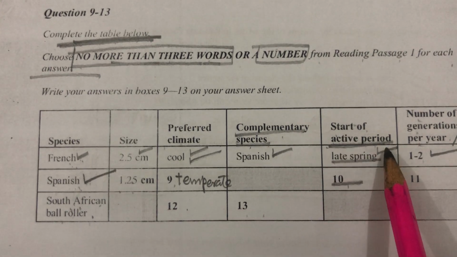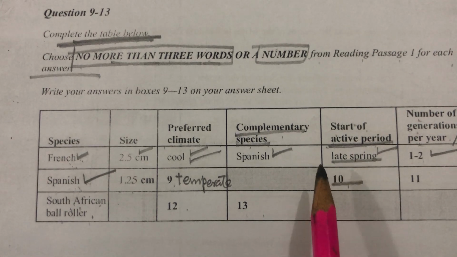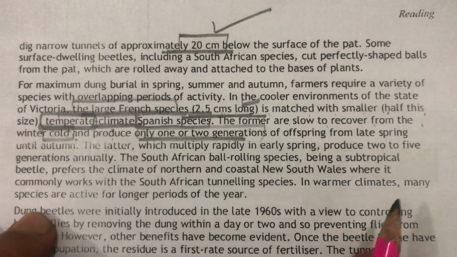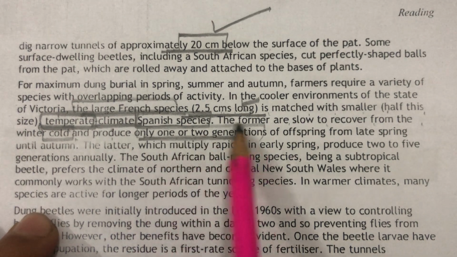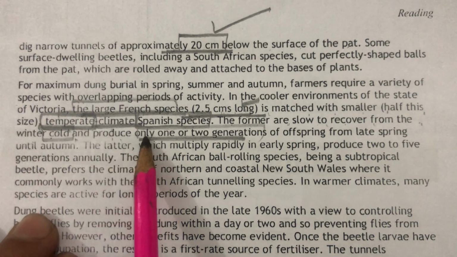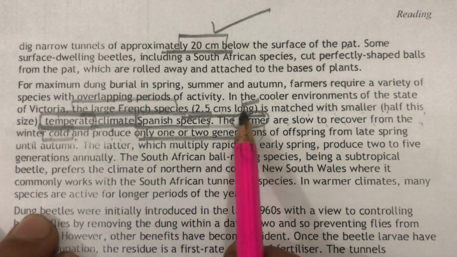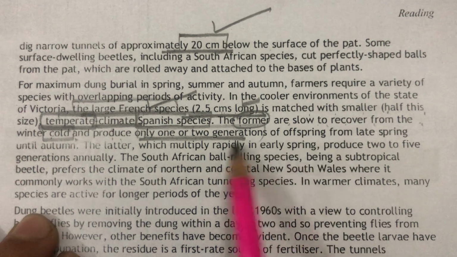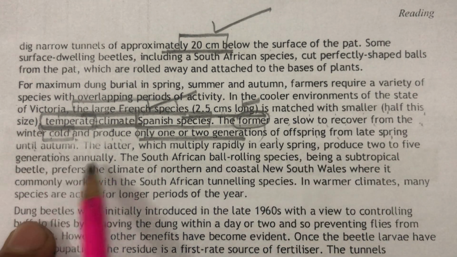Start of active period, that is, in which part of the year they multiply. The former are slow to recover from winter cold, produce only 1 or 2 generations. So the word former is mentioned. That former word refers to the French species, from late spring until autumn.